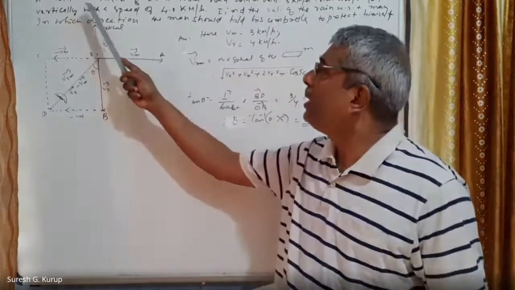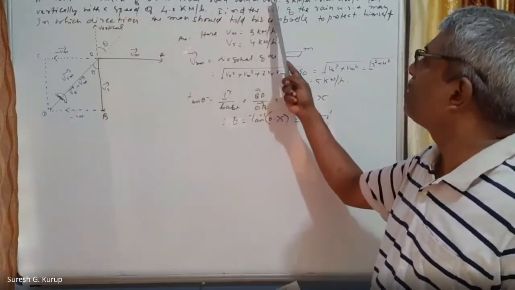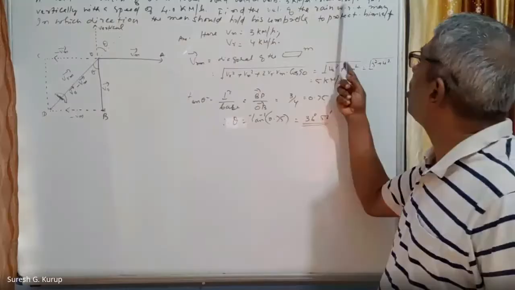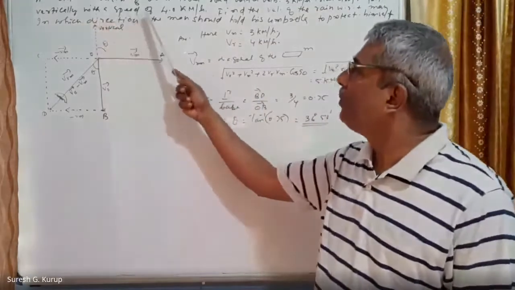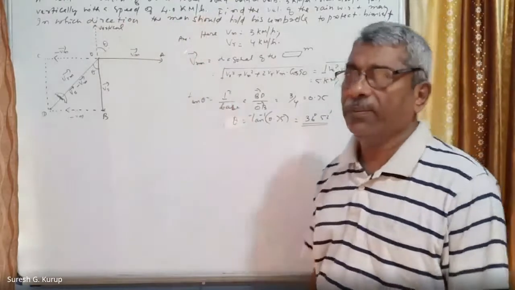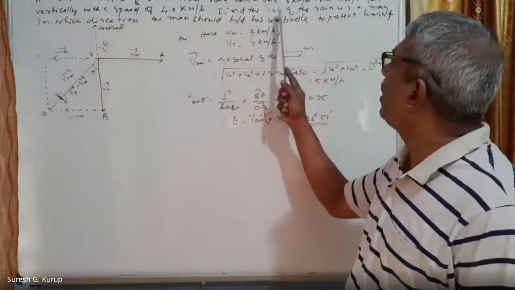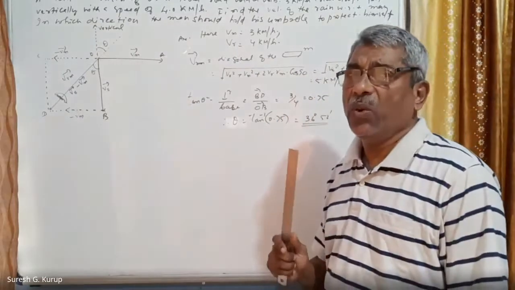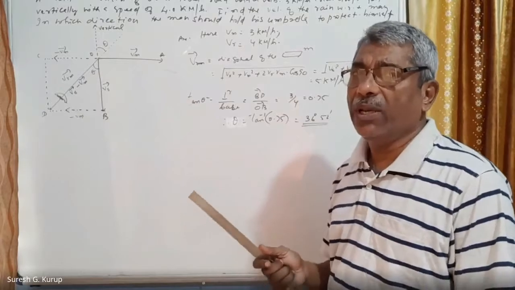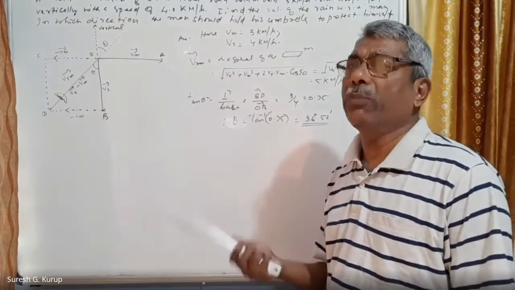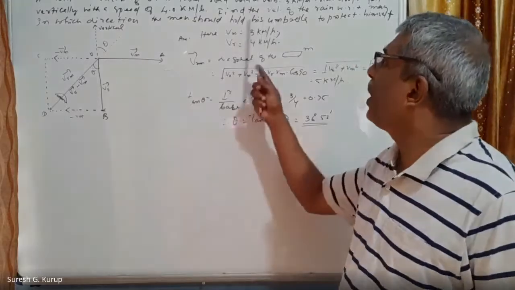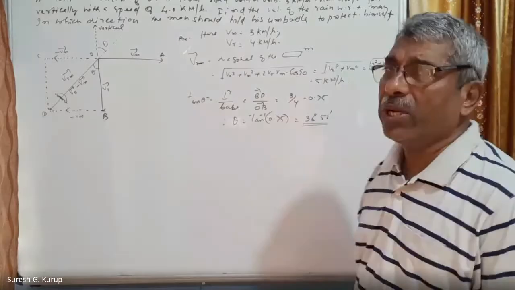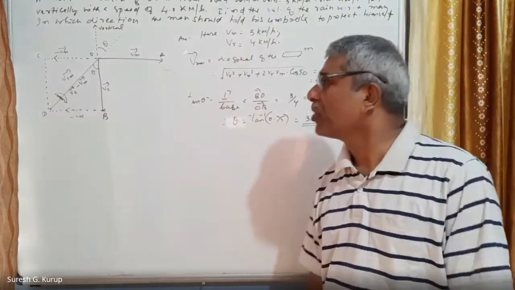A man is walking on a level road with a velocity of 3 km per hour. Rain drops fall vertically with a speed of 4 km per hour. Find the relative velocity of the rain with respect to the man. That means VRM we have to calculate. In which direction should the man hold his umbrella to protect himself from the rain? This is the question, right?